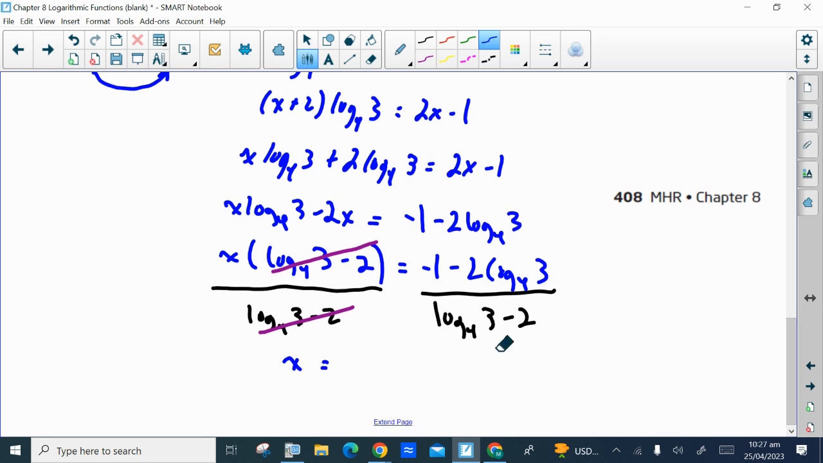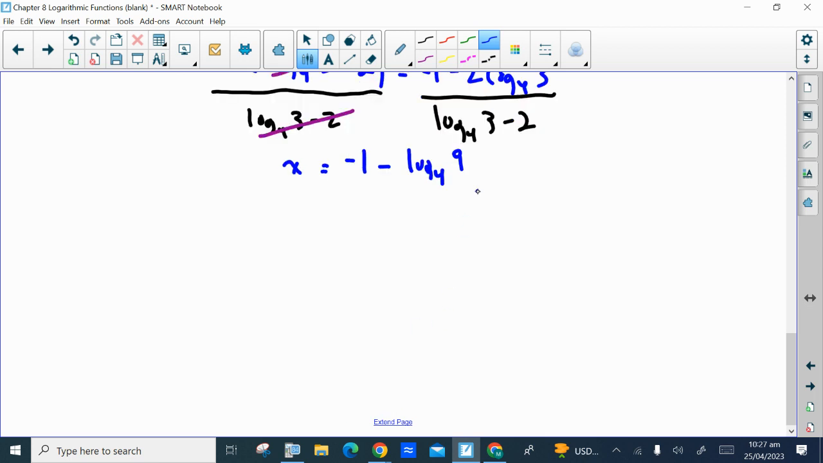So there's the exact value. You could simplify it a little bit by using the power law for that second term on top. The coefficient of 2 could come up as an exponent that becomes 3 squared, which is 9. So there's the exact value for x.